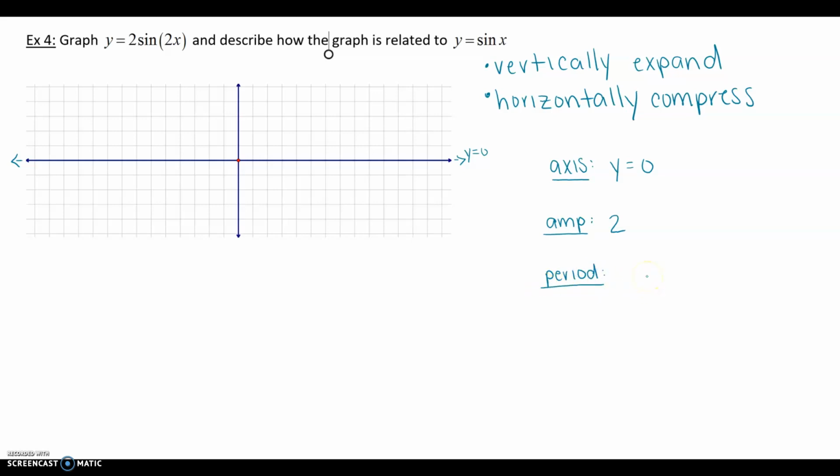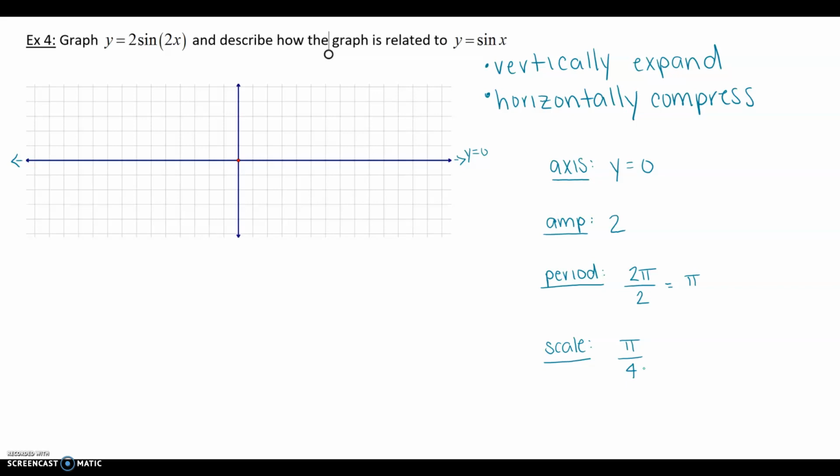So remember, for the period, we take 2 pi, because that's what's normally in a period, and we divide it by our b value. And our b value in this case is 2. So 2 pi divided by 2 is pi. So 1 cycle will be pi, which means our scale, we take the period, which is pi, and we divide it by 4, because we've got 4 key points in a cycle. So our scale is pi over 4.